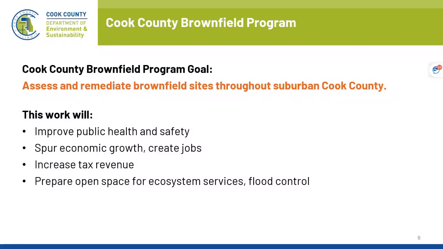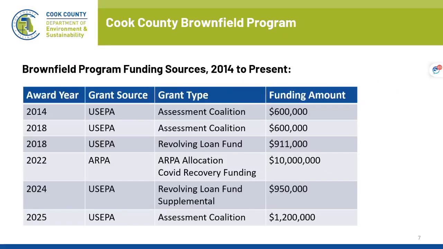And then lastly, prepare open space for ecosystem services like flood control. Sometimes the best use of a property is just to remain vacant and maybe allow a river to overflow its banks onto this vacant land. But brownfield remediation can help achieve all of these things. I'm going to kind of gloss over this, but it's a grant-based program, and we've funded it with various grants, including US EPA and American Rescue Plan Act funding.